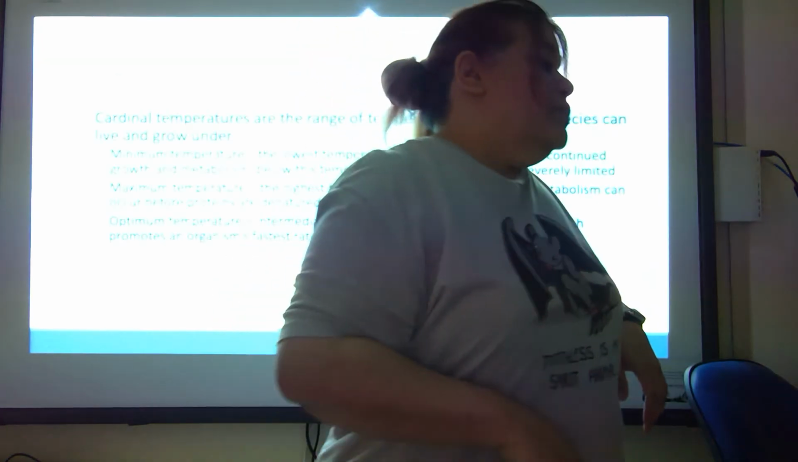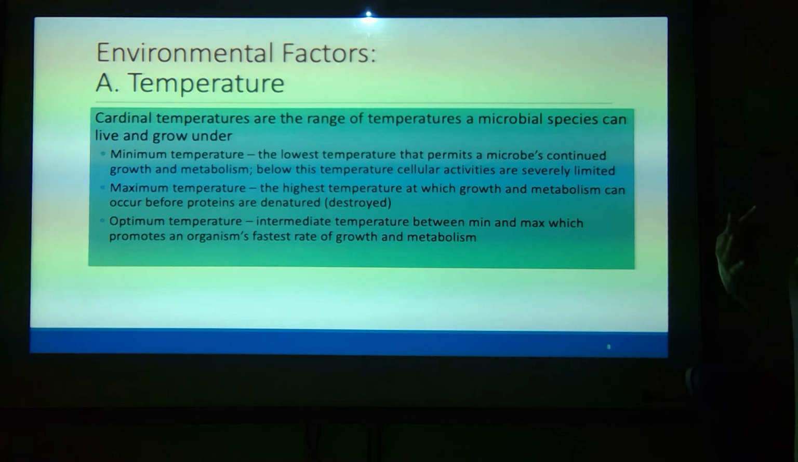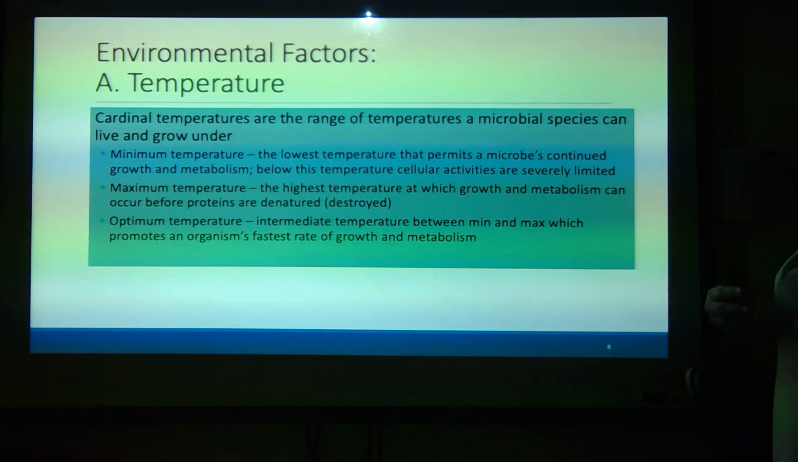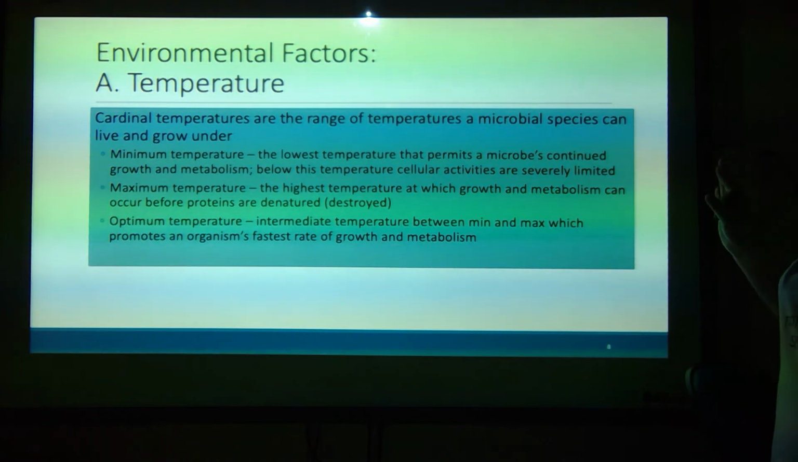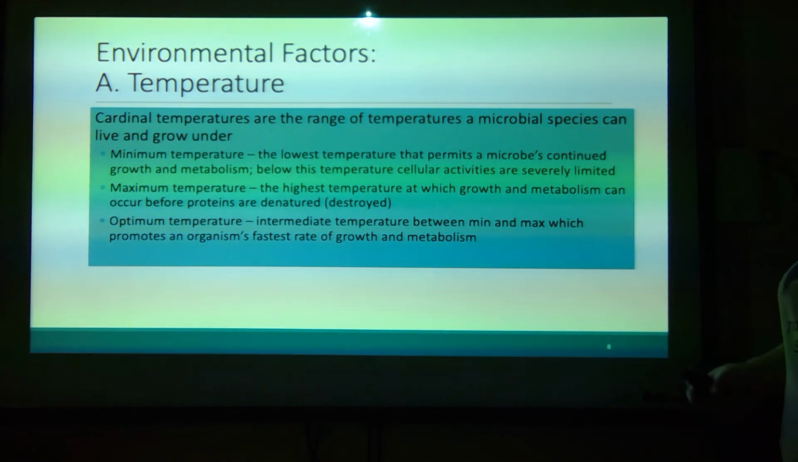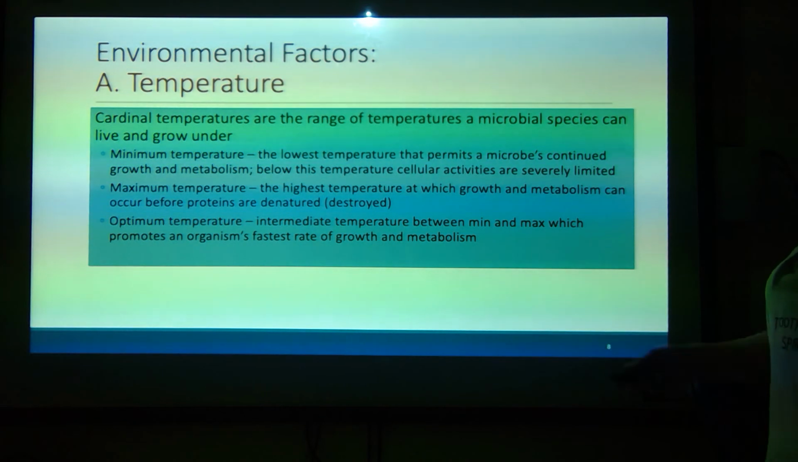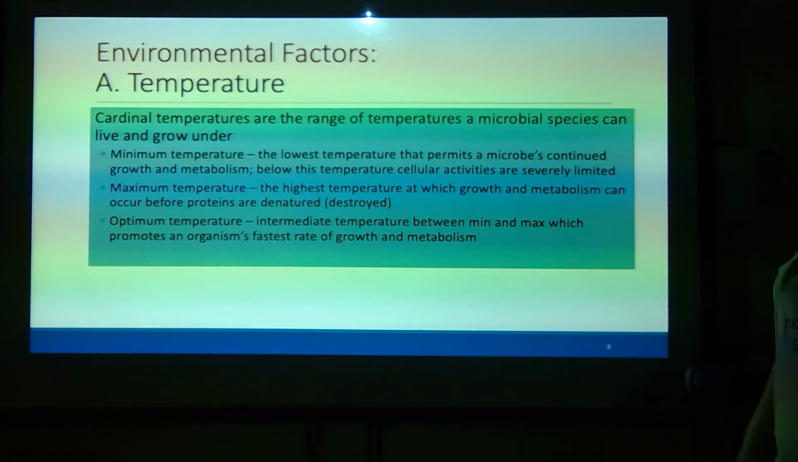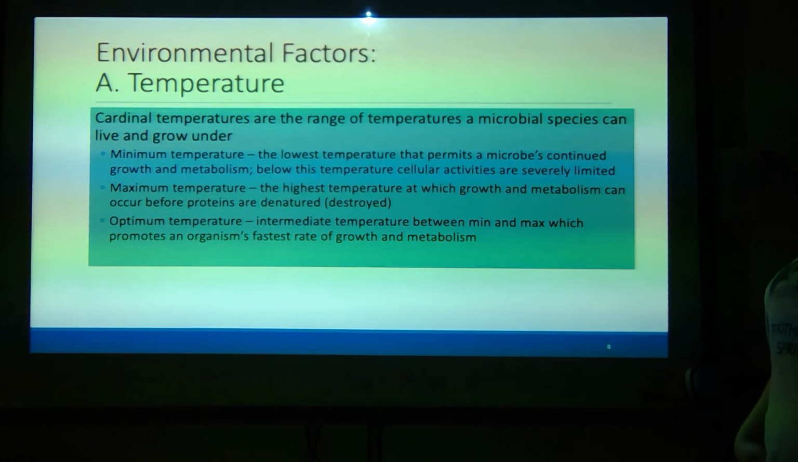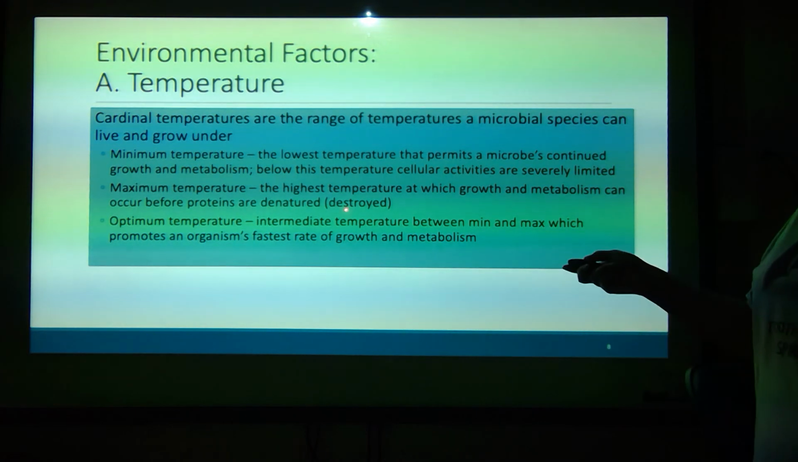Okay, so let's talk about temperature. Cardinal temperatures are the range of temperatures a microbial species can live and grow under. You've got a minimum temperature, which is the lowest temperature that permits a microbe's continued growth and metabolism. Below that temperature, cellular activities are severely limited. You have a maximum temperature. It's the highest temperature at which growth and metabolism can occur before the proteins are denatured. See that?